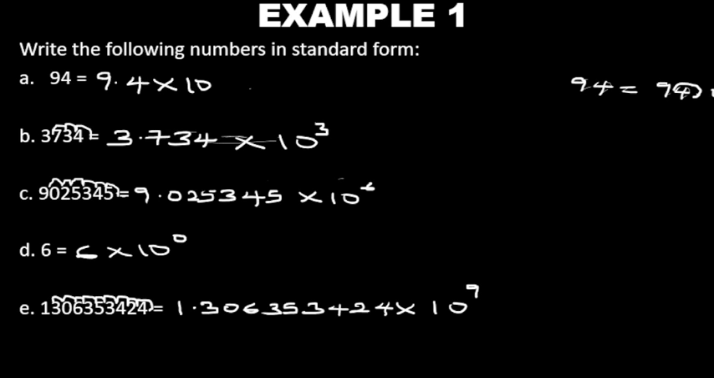Please take notes. When you are expressing numbers greater than 1 in standard form, you are going to shift the point to the left to get a number between 1 and 10. That is the value of A. So once you get the value of A, then multiply it by 10, and the power of 10 will depend on the number of times you shifted the point to the left. So that would give you the power of 10.